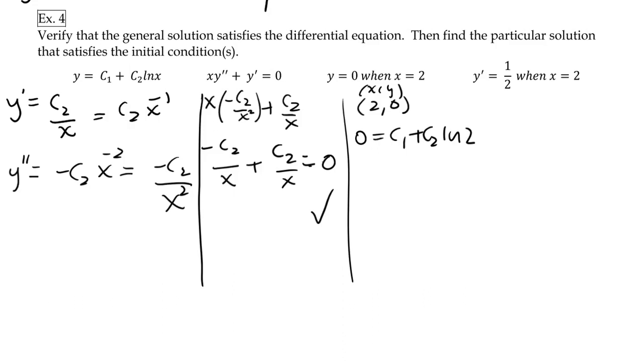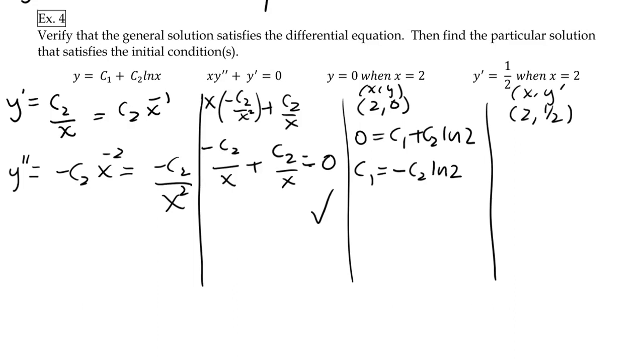That's going nowhere fast. I mean, we have two variables, c1 and c2, and we just have one equation. We can write it a little nicer and maybe add negative c2 ln 2 to the other side, but then we're still stuck. But lucky for us, they gave us another ordered pair. Look, they said (2, ½) but that's for y prime. So what equation has y prime in it? Here's y prime. It's c2 over x.